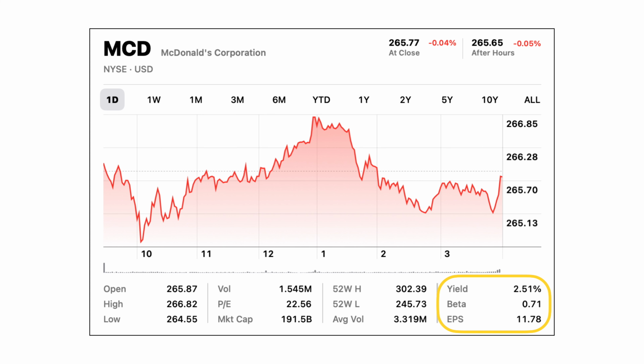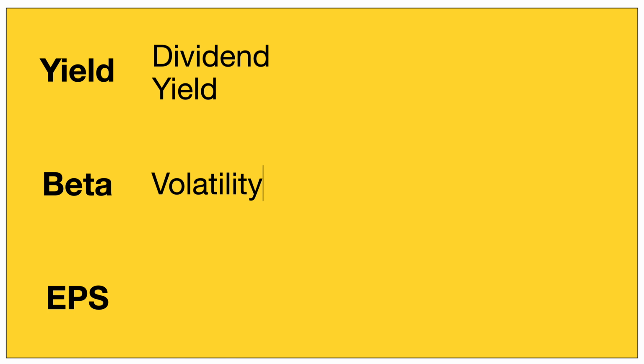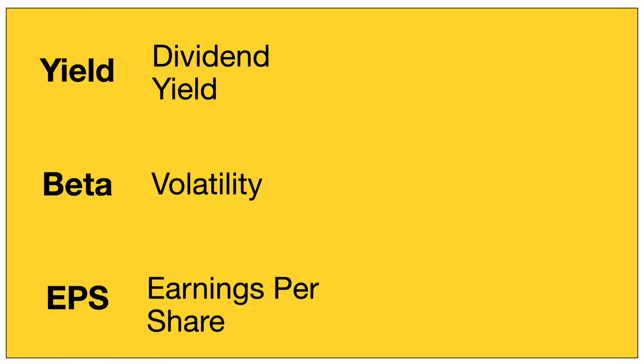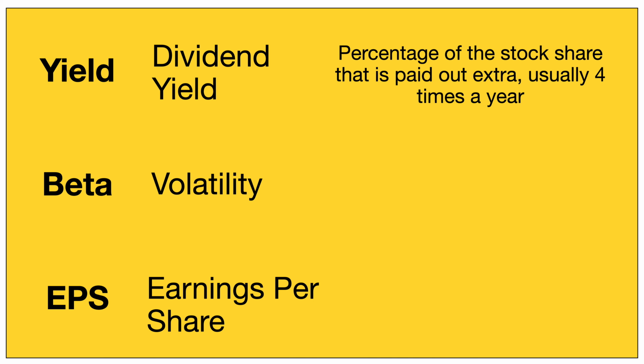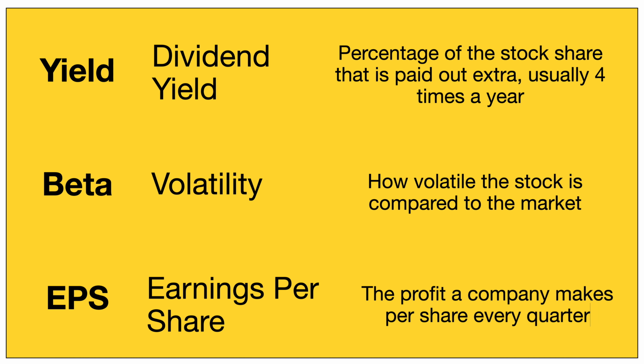Here we got the last thing you need to know. You got yield, beta, and EPS. Let's go over those in a little more detail. Yield just means dividend yield. Beta is short for volatility. It just means volatility. And then EPS is earnings per share. So yield, dividend yield, is the percentage of the stock share that is paid out extra, usually 4 times per year. Beta is going to be how volatile the stock is compared to the market. And then earnings per share is going to be the profit a company makes per share every single quarter.